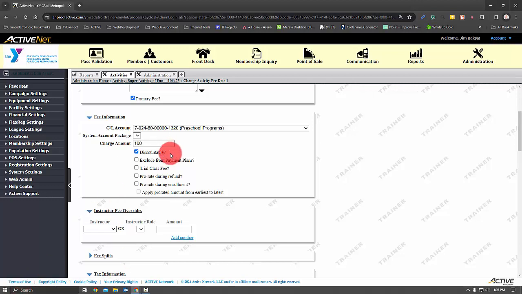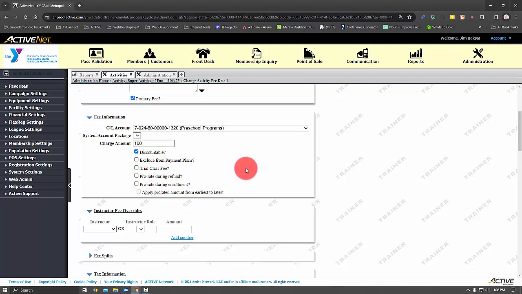Most programs don't have payment plans, so we're going to skip this right now. We talked a little bit in our Building from Scratch session about trial class fees. We're going to come back to that at some point, but for now, we're going to let this stay blank. We've got 2 down here at the bottom that are really important.